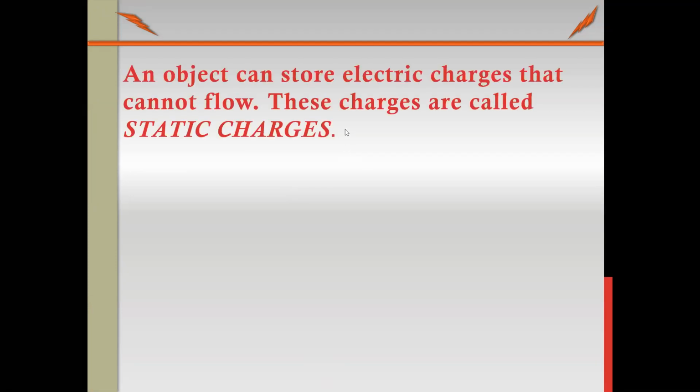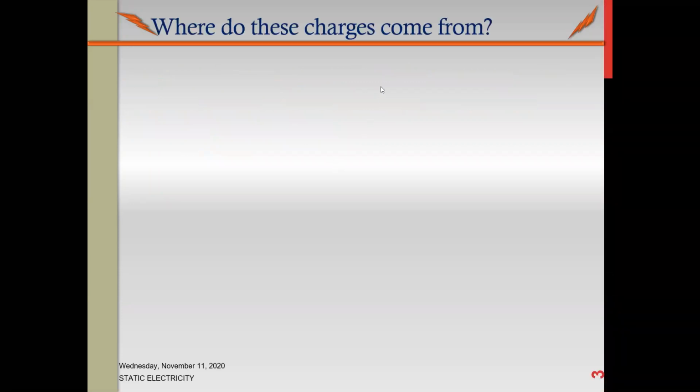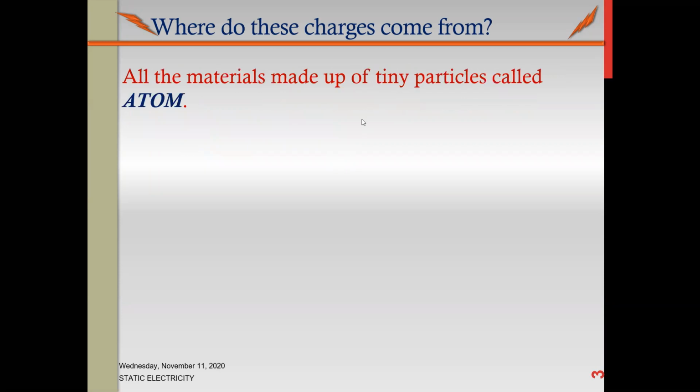So first, the basic concept of the atom should be there to understand this static electricity. An object can store electric charge, and if the charges cannot flow, we call them static charges. What is the origin of these charges? How can the object have charge? These charges are coming from a tiny particle such as an atom. What does an atom consist of? As we know, an atom consists of the nucleus.